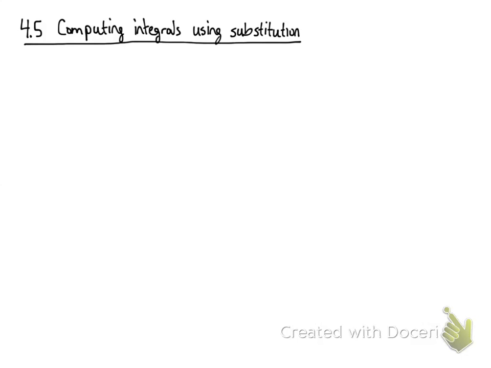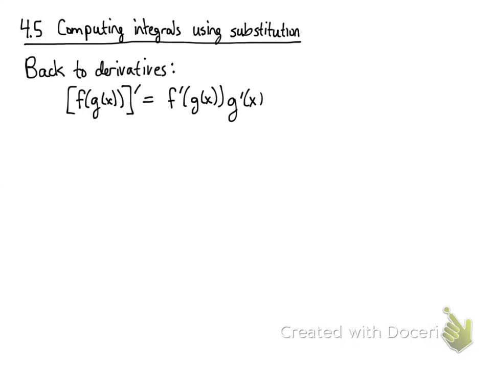So before we can talk about antiderivatives, we need to go back and remember something about derivatives. If you want to take the derivative of a composition of functions, f of g of x, you use the chain rule and you get f prime of g of x times g prime of x. That is the derivative of the outside with the inside in there times the derivative of the inside. That's the chain rule.